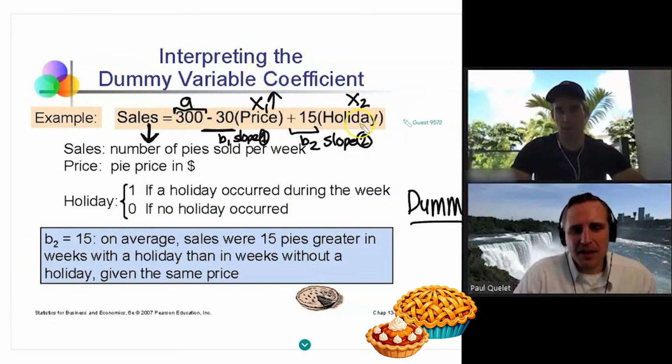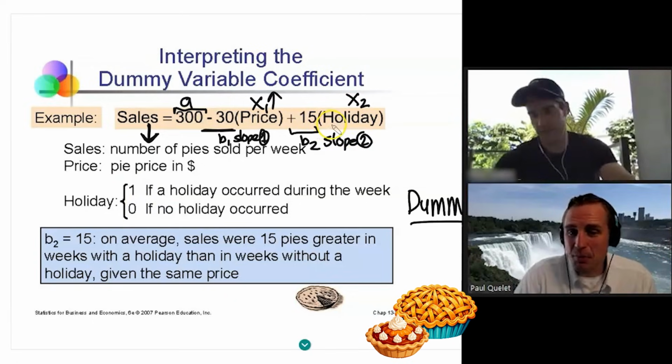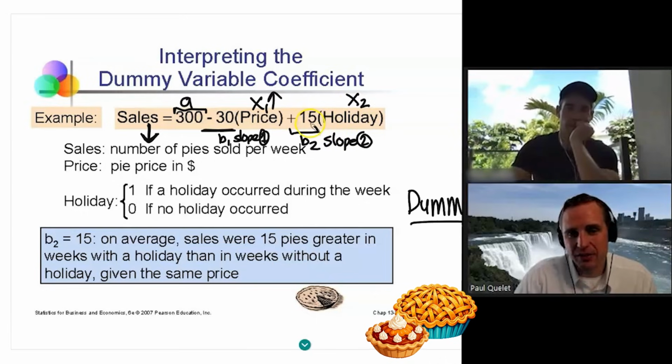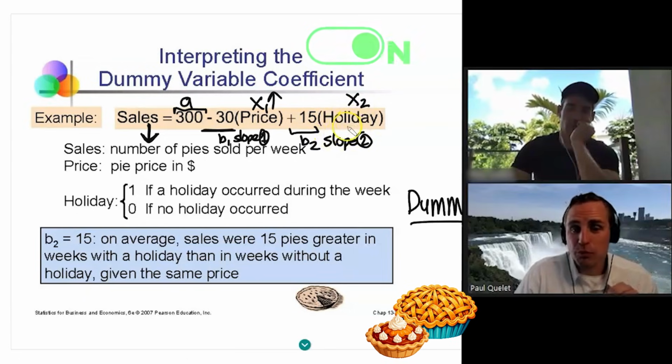But think about this. If it's a holiday, people want to buy pies more. So a holiday is worth 15 more sales, because if it's not a holiday, you put in 0, you turn it off.